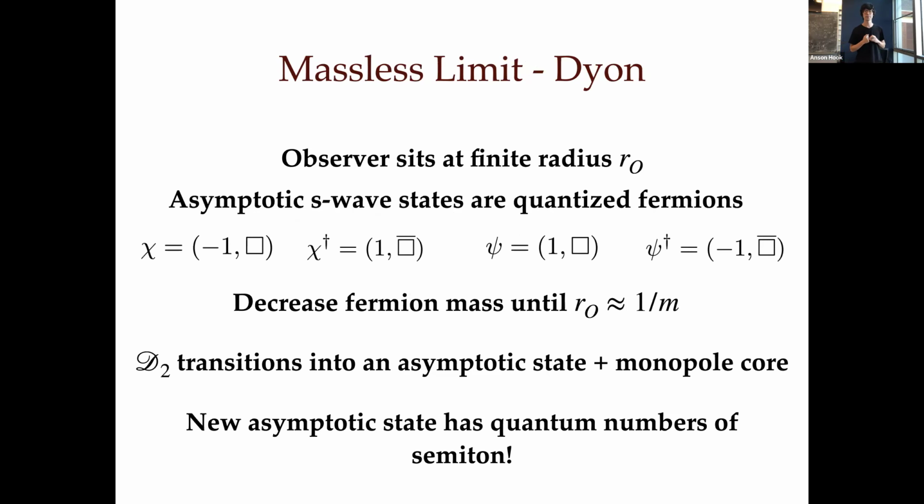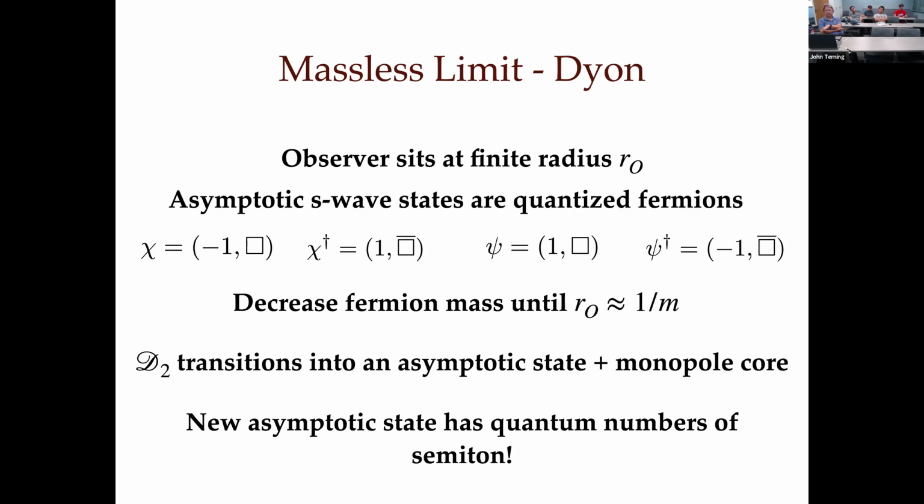So what happens in this case? You sit at a finite radius, and the asymptotic states, or at least the asymptotic S-wave states, are your quantized fermions. Some fermions are ingoing, some are outgoing, but you just have your standard quantized states. You slowly decrease the fermion mass until this bound state starts to hit your observer. At this point, what does the observer do? They say, oh, I have a charge 1 state. Since I redefined the monopole to be just the core, what does this Dion turn into? It turns into a monopole core plus everything else. And everything else is a charge 2 state with no flavor symmetry. So what was a bound state has become so large in radius that it's turning into an asymptotic state.